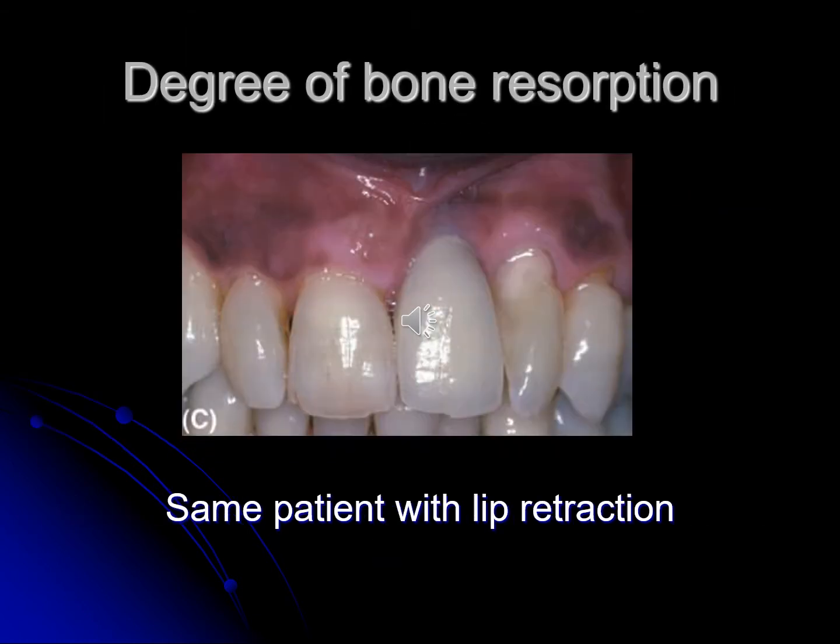This is the same patient after we retract her lips. We can see that this patient has an implant in the area of 2-1 with gingival recession in this area, and some degree of gingival recession in the adjacent teeth 2-2 and 2-3.